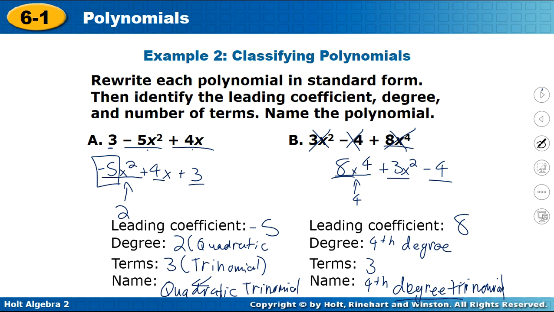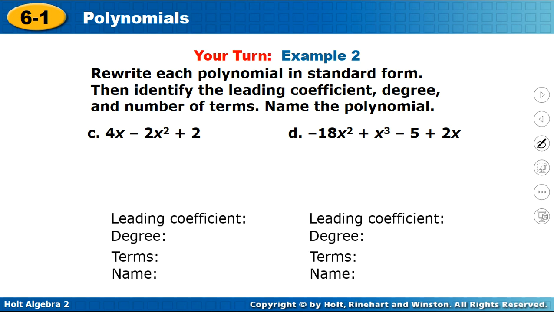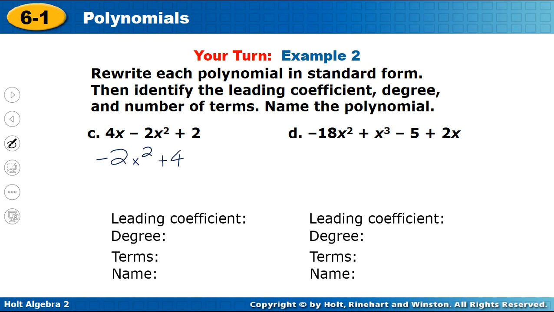4th degree trinomial. Alright. Could try this one as well. I'm going to kind of, I guess, skip past it. We can do it real quick. I probably won't explain it, but you can pause the video and see if you can get it right. Alright. Coefficient negative 2, degree 3, 2, also terms. Terms 3, this should be a quad.